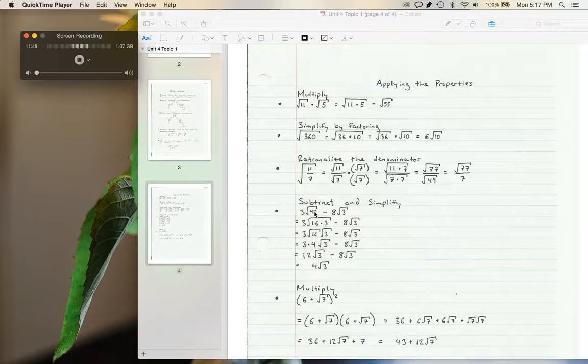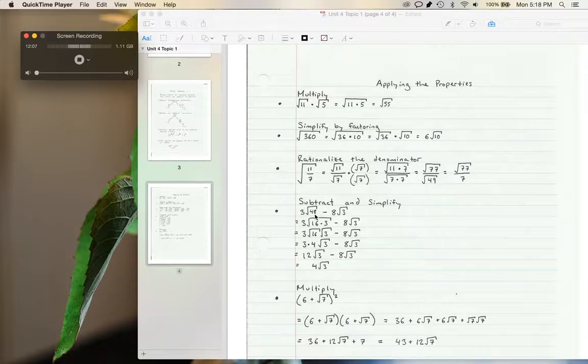So 48 under the square root and 3, well, those aren't the same thing. So we can't just go ahead subtracting at this point. What we have to do is make what's under the square root look the same in both terms. So 3 is smaller, so I'm going to work with the larger number and see if I can get a 3 out of here.